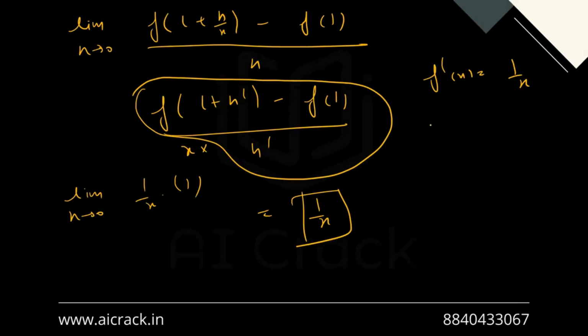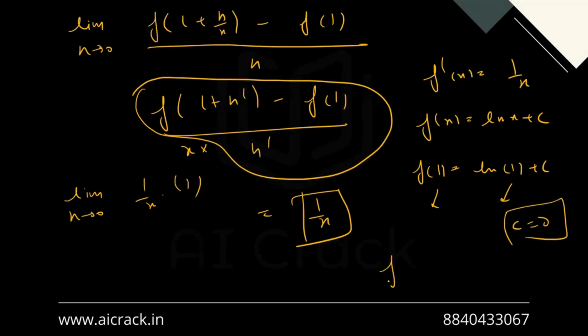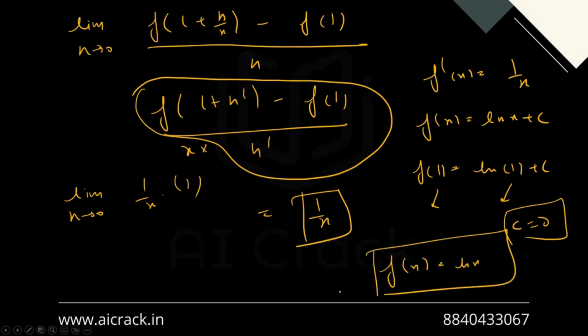Now let's integrate this. We'll get f(x) equals ln x plus c, because the integral of 1/x is ln x. To find the value of constant c, we'll put x equals 1 over here. We'll get f(1) equals ln 1 plus c. Now ln 1 is 0, and f(1) is also 0, because we found the value of f(1) is 0, so c is also 0. So basically we have got f(x) equals ln x.